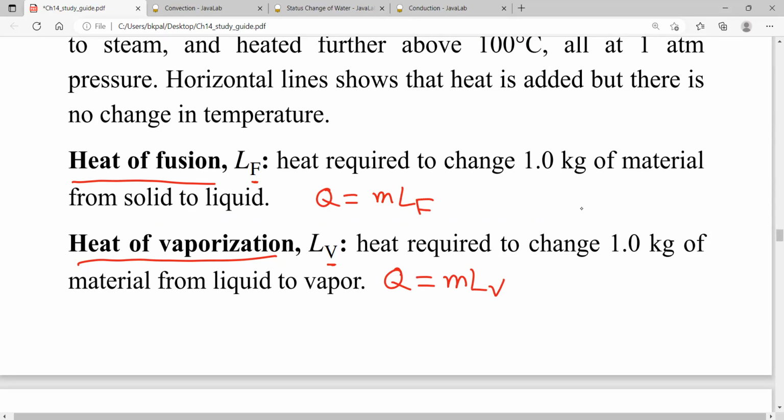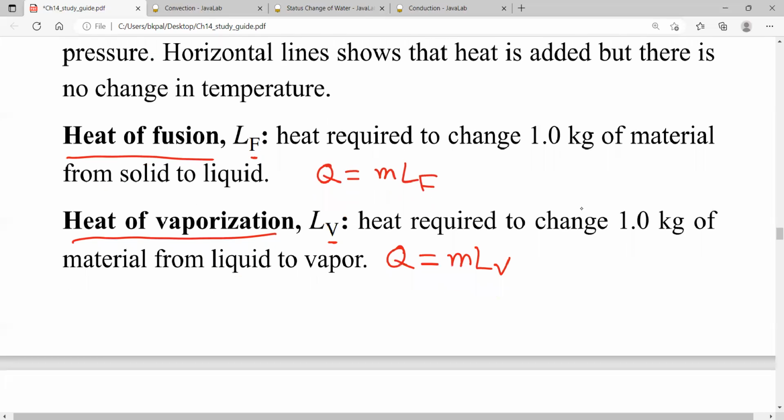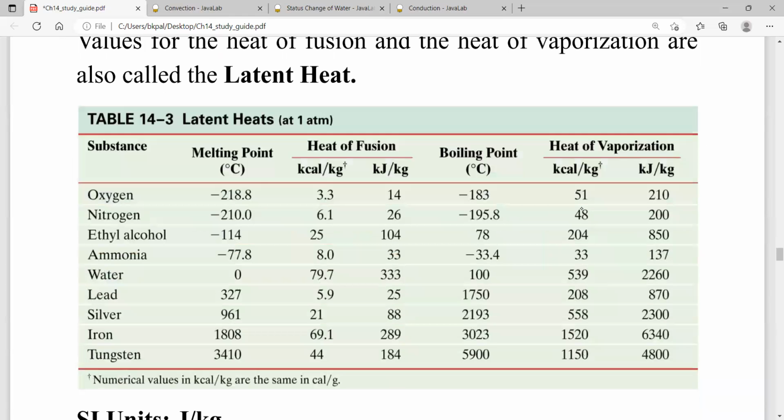Okay, so this LF and LV sometimes we also call latent heat, or latent heat of fusion and latent heat of vaporization. In some numerical problems you probably see heat of fusion, or in some problems you probably see latent heat of fusion. Do not confuse them, if you see latent heat of fusion or just heat of fusion, that means the same thing. Okay, so in this table, we basically need this one.